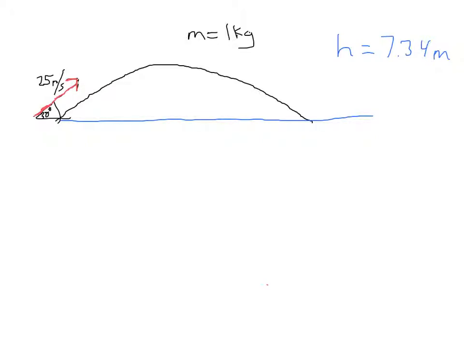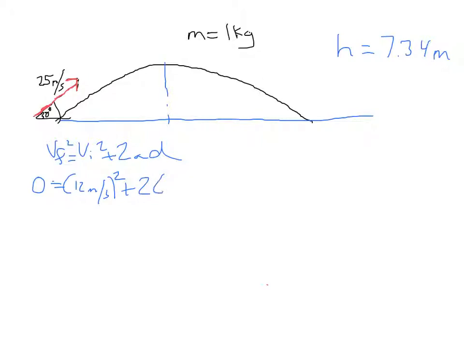So here we have the formula Vf squared equals Vi squared plus 2ad. At this maximum point here, we know that Vf in the y component is 0. Vi squared is going to be our 12 meters per second. Once again, keep in mind I'm using the y component only right now: 12 meters per second squared, plus 2 times negative 9.8 meters per second squared times d.